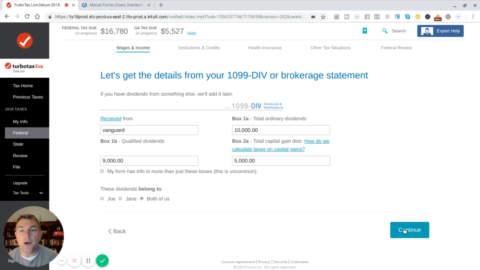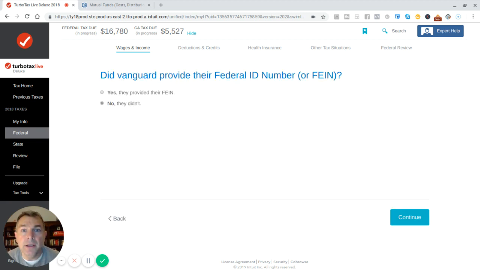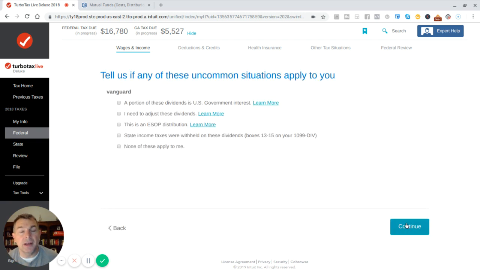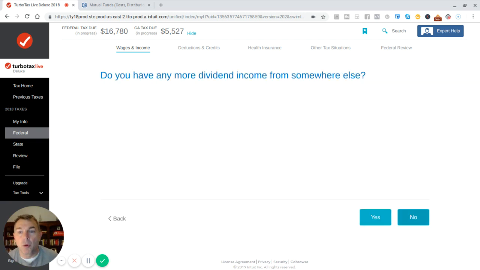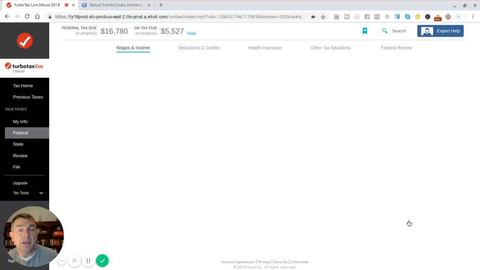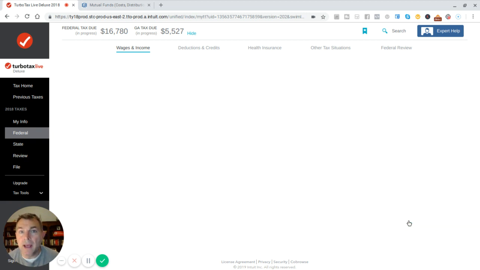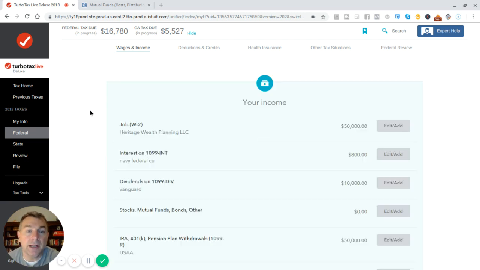So we continue on, and we are done with what we have to do for mutual funds. All right. So 1099 DIV, if you think about it, is going to be more commonplace for mutual fund transactions, for dividends and for capital gains within the mutual fund. So here's the dividend info we have so far. Now I'm going to show you what happens if we sell an individual stock. That's what we're going to talk about here today as well.